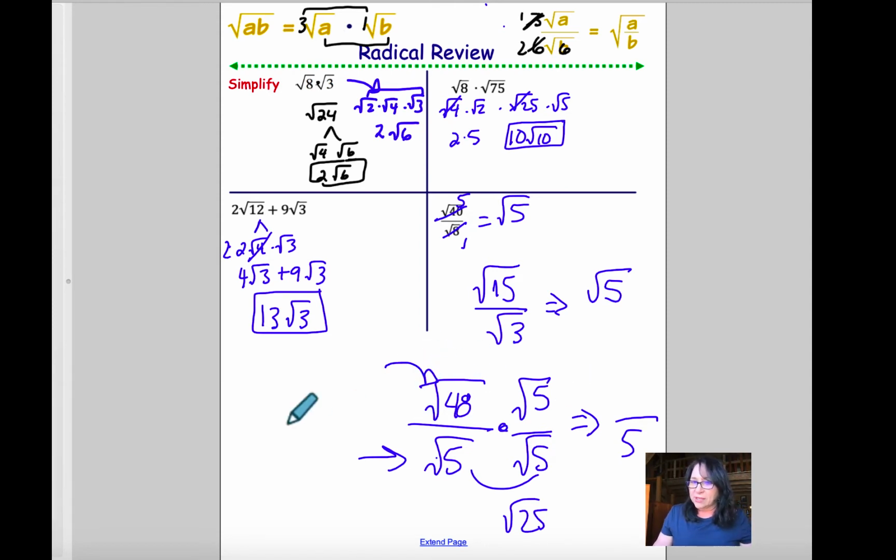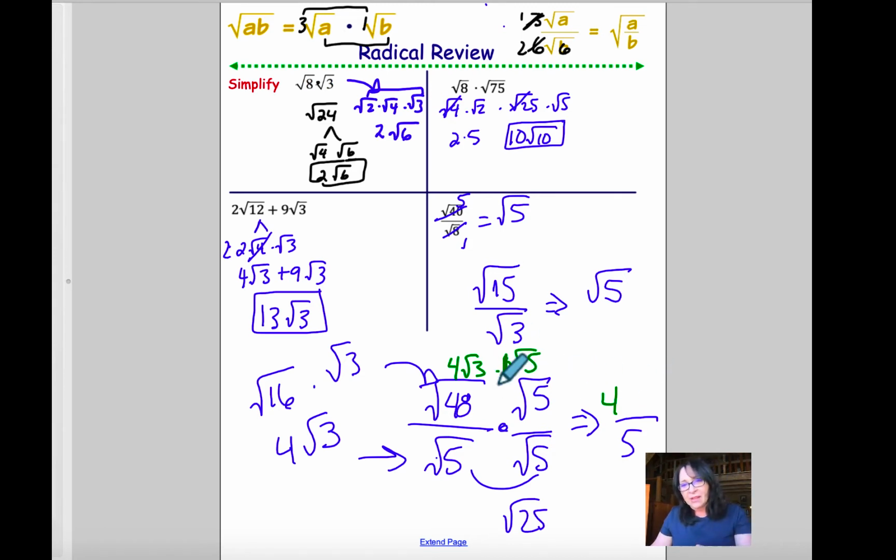But I would actually take root 48 and break that down to root 16 times root 3. Square root of 16 is 4, so that's 4 root 3. So what I really have here is 4 root 3 times root 5, which becomes 4. And then see this 1 in front of the root 5? That gets multiplied by the 4. So you have 4 root 15.